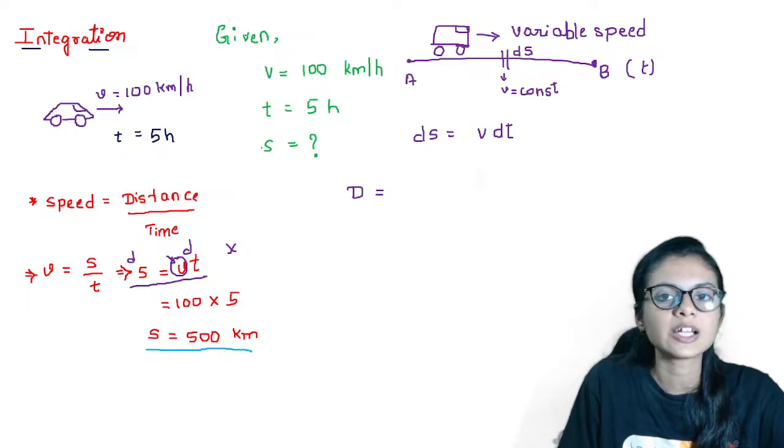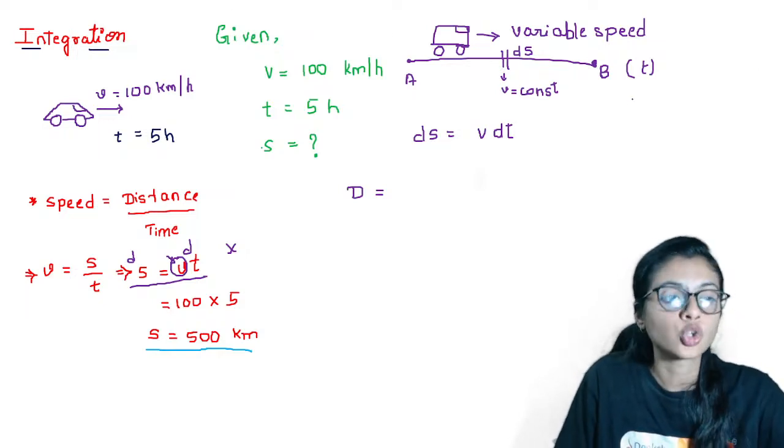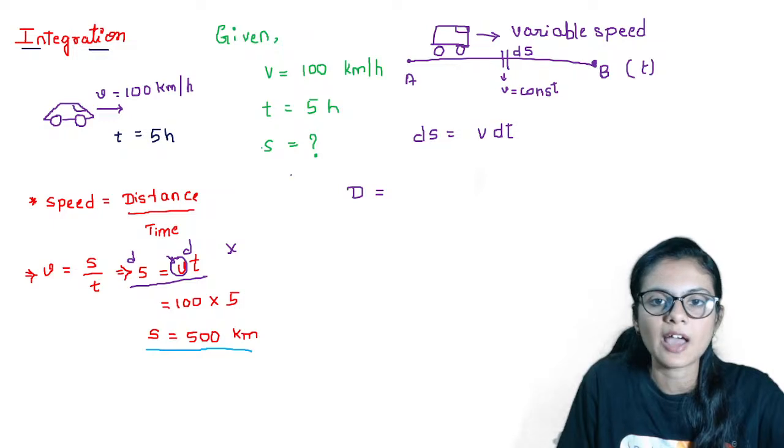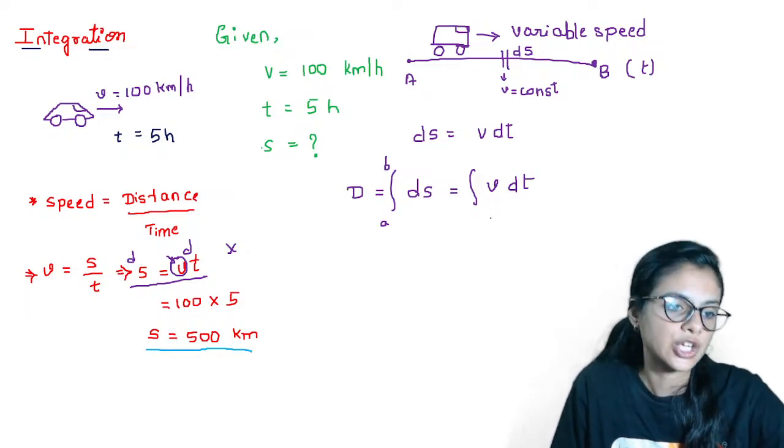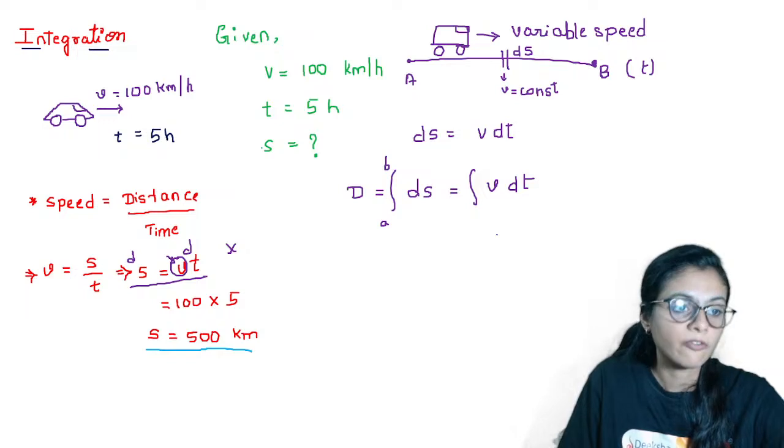But I want to get the distance from A to B. So to get the distance A to B, I will just integrate this from A to B, the distance ds. That's nothing but we are integrating V into dt. Right? So this is how integration works and it is used in physics.